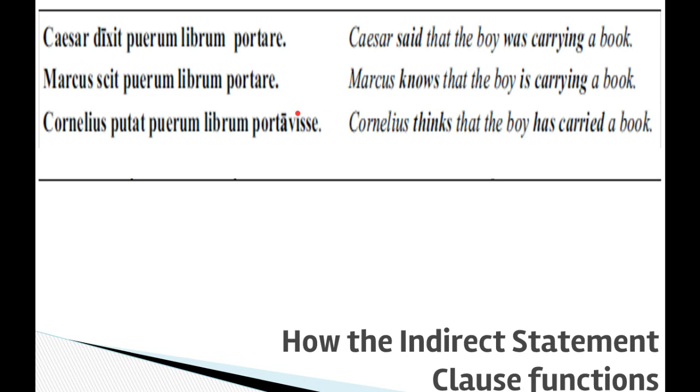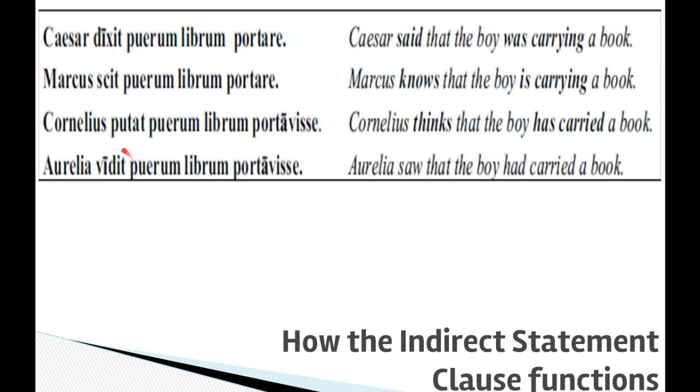Well, why does it change? And then, of course, Aurelia saw that the boy had carried a book. Well, why is it different? Had carried, has carried, is carrying, was carrying. These are infinitives. They haven't changed. But what's changed? Well, the head verb tense has changed. Present, past, past, present.